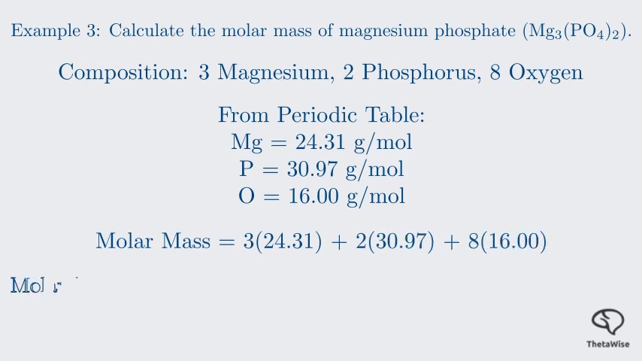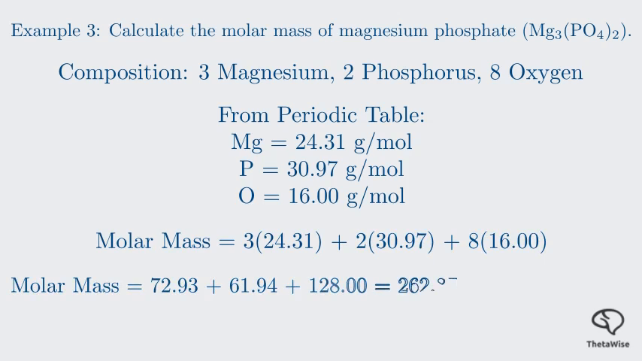This gives us 72.93 plus 61.94 plus 128 hundredths for a total of 262.87 grams per mole. Don't let the parentheses scare you. It's the same process. Time for more practice. Calculate the molar mass for these 2 substances. Remember to use the periodic table and show your work. Pause the video and give it a try.